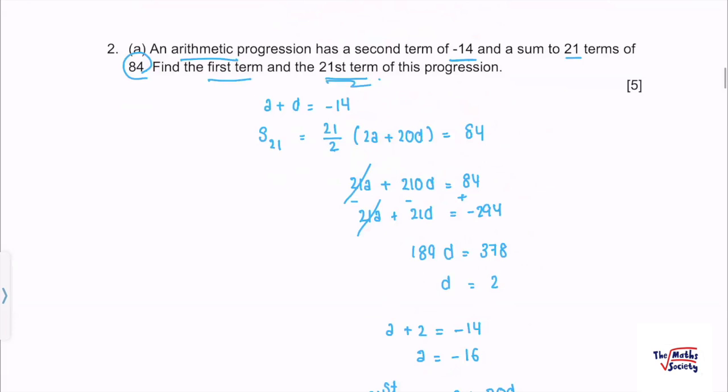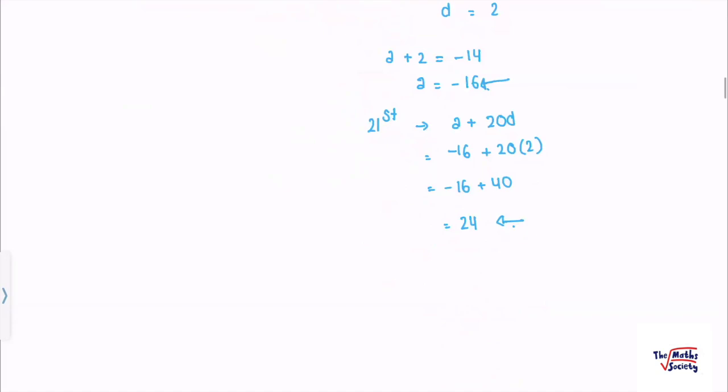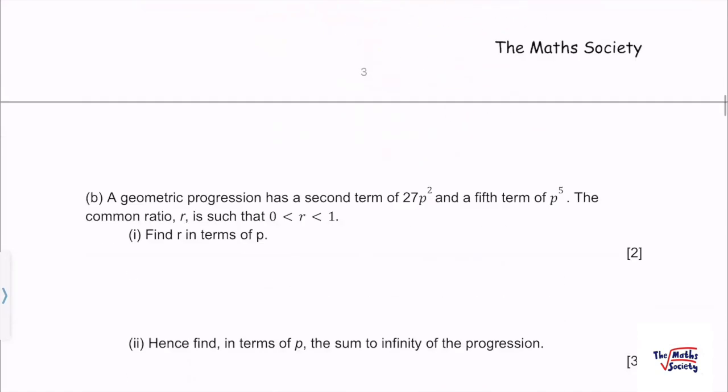Yep. You've got the first term, which is a equal to minus 16. You've got the 21st term, which is equal to 24. Okay, and then we'll go on to B.